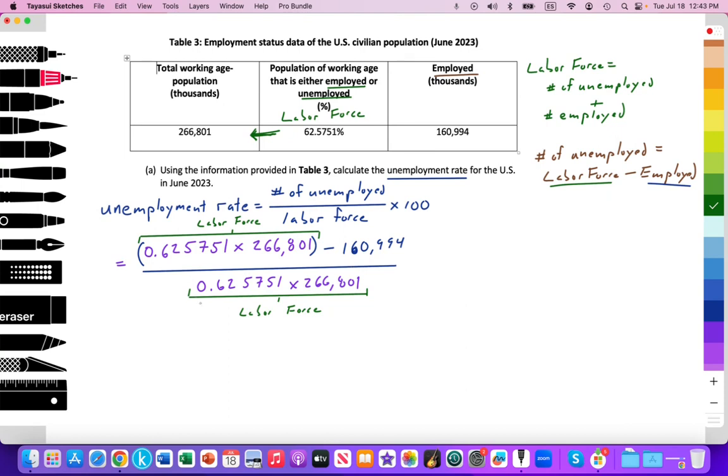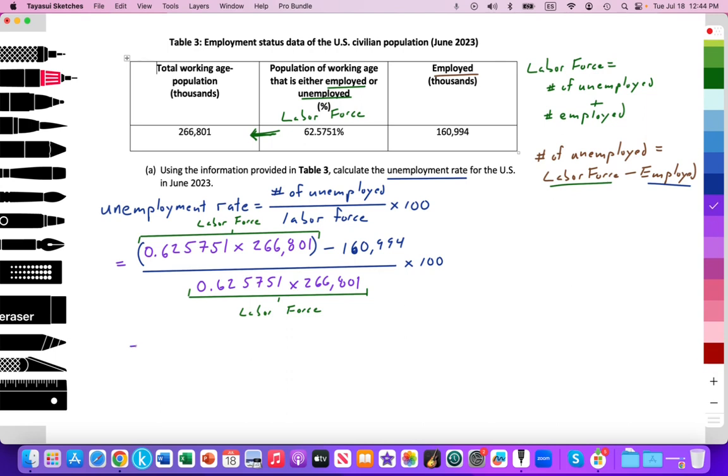So here we have the labor force being 0.625751 of 266,801. And the number of unemployed became calculated as the labor force minus the employed. So here we have the employed over here. We're calculating the labor force as a percentage of this number. So here we have 0.625751 times 266,801 minus the employed. It's going to work. That's going to solve that question. And then all of that multiplied by 100. So let's solve it.